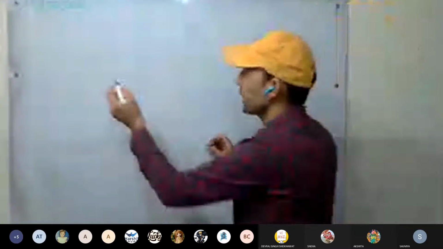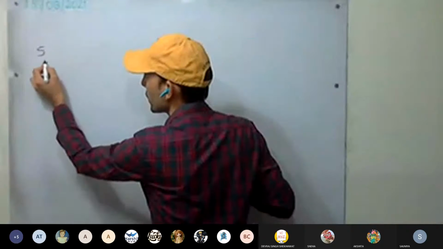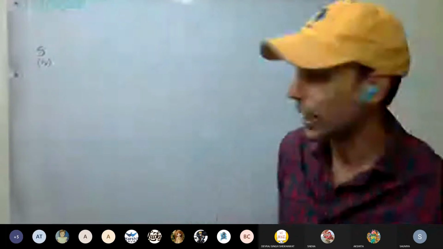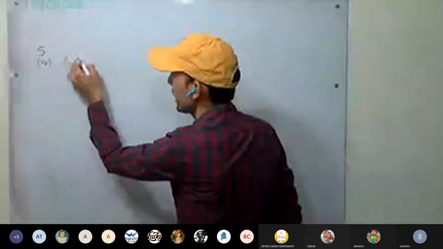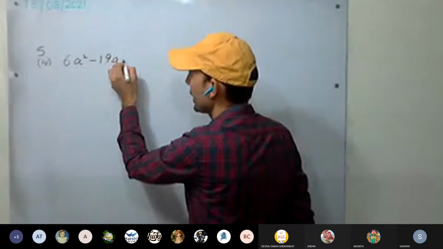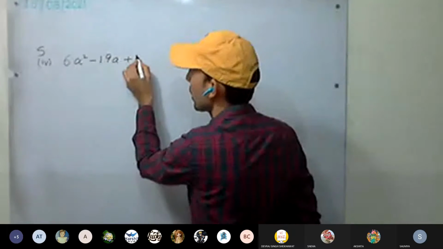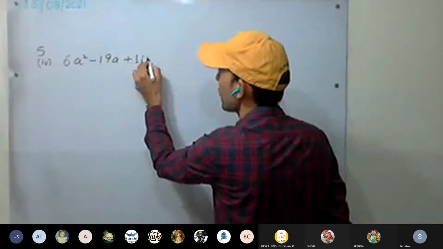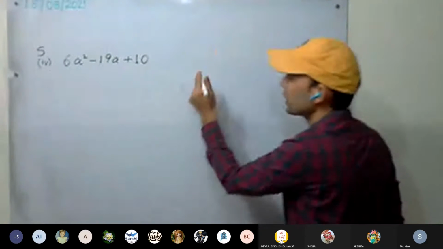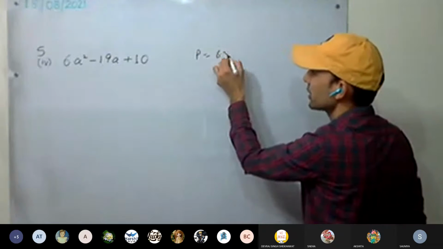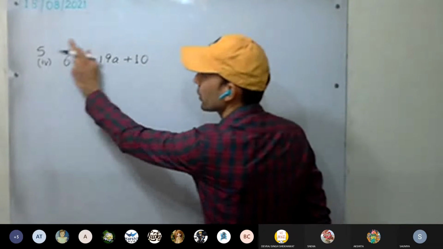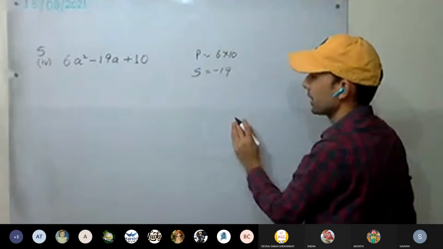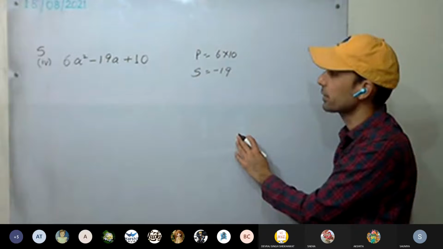Okay, so I'm taking the fourth. Fifth, fourth. 6a square minus 19a plus how much is it? 10. Okay, this is given. It means the product must be how much? 6 into 10. The sum must be minus 19.